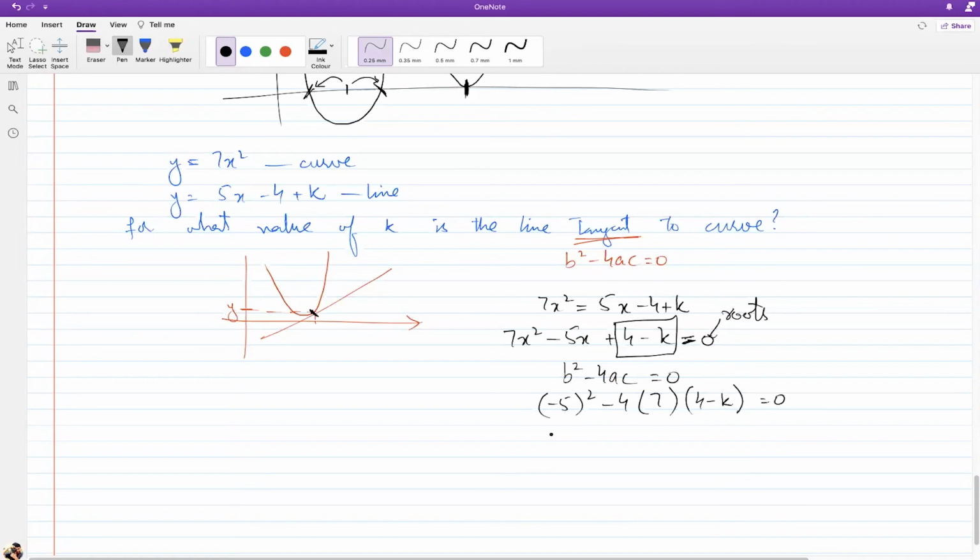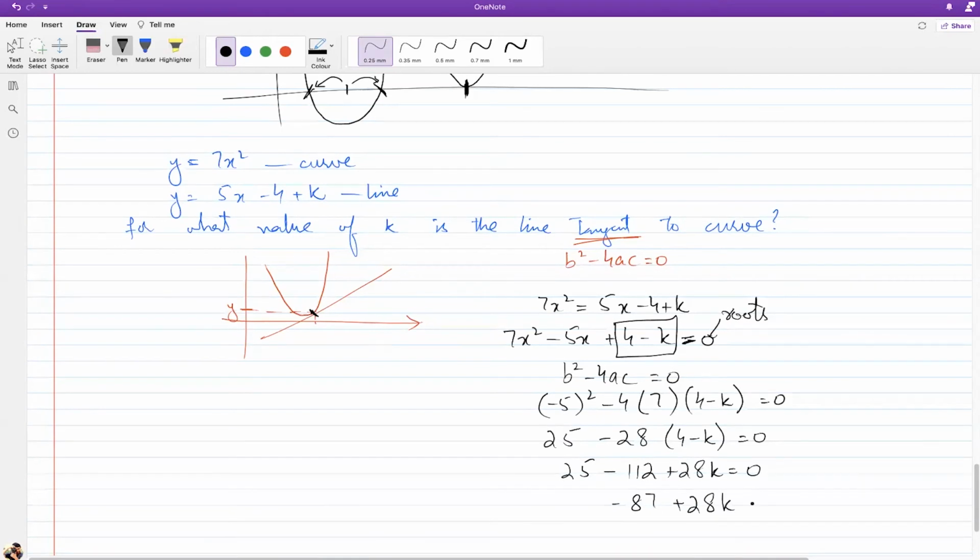equal to 0. So 25 minus 28 times 4 minus k equal to 0. So 25 minus 28 times 4 is 112, I think. Yeah. Plus 28k equal to 0. So 25 minus 112, that is minus 87 if I'm not wrong. Yeah, minus 87 plus 28k is equal to 0, so k will turn out to be 87 over 28, whatever that value is.